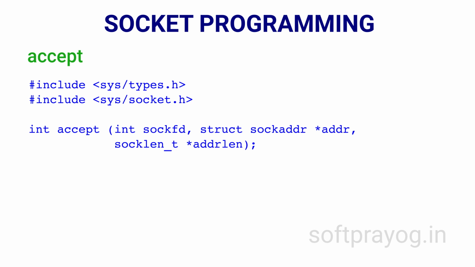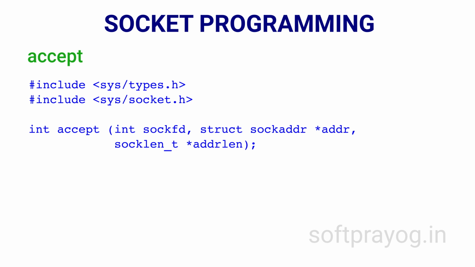Accept also returns the socket address of the client in the buffer pointed to by the second parameter, ADDR, and the length of the socket address is returned in the location pointed to by the third parameter, ADDRLen. If there are no connection requests and the socket is not non-blocking, accept blocks till a connection request comes in. However, if the socket is marked non-blocking and there are no connection requests, accept returns -1 and the error number ERRNO is set to EAGAIN or EWOULDBLOCK.